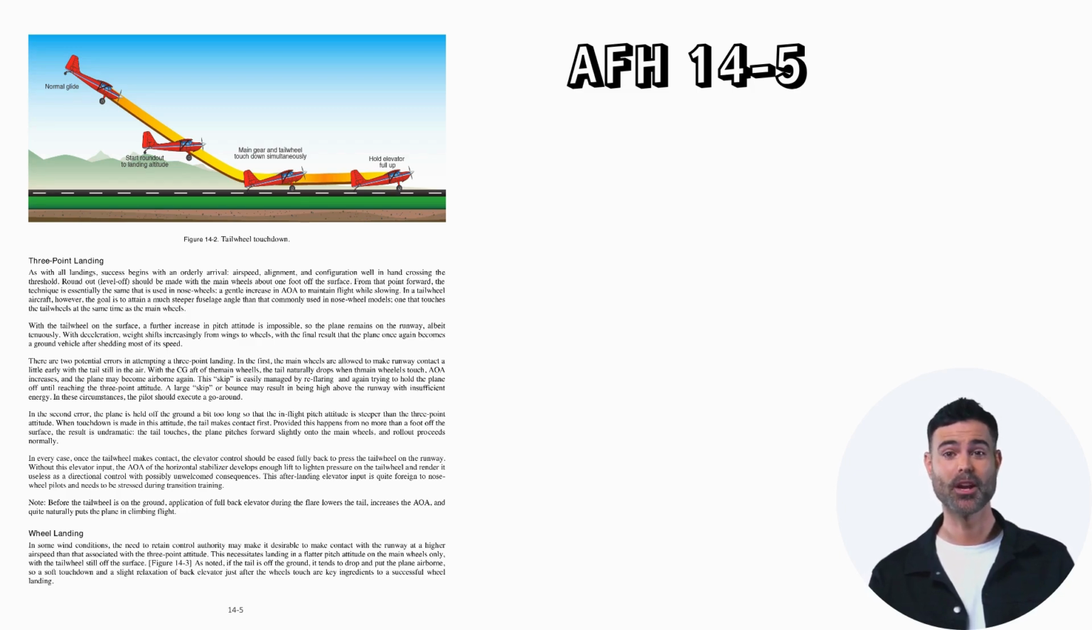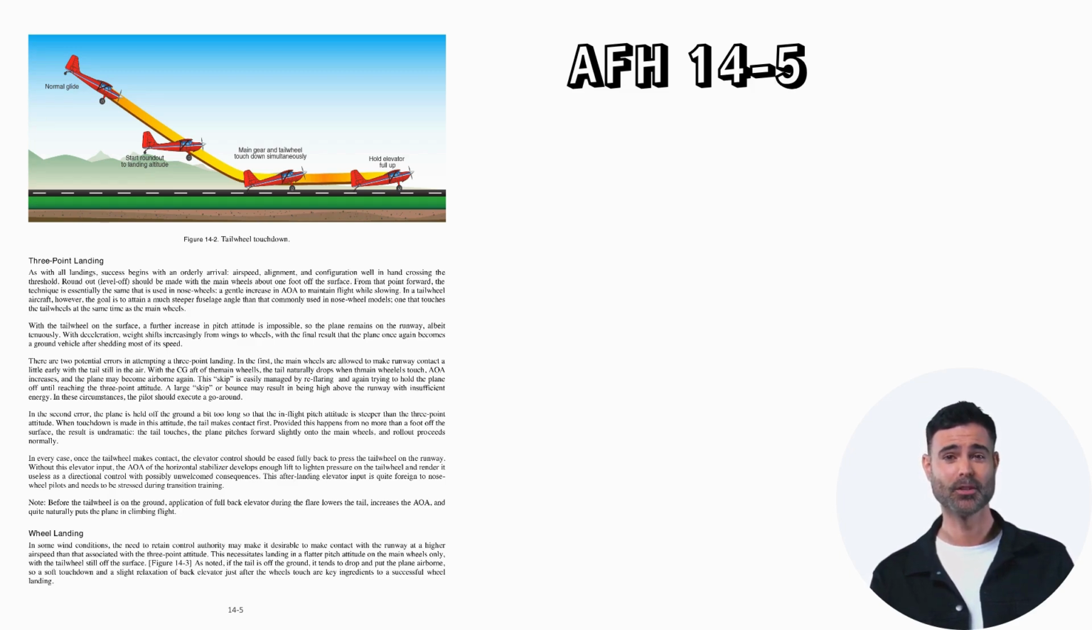There are two potential errors in attempting a three-point landing. In the first, the main wheels are allowed to make runway contact a little early, with the tail still in the air. With the CG aft of the main wheels, the tail naturally drops when the main wheels touch, AOA increases, and the plane may become airborne again. This skip is easily managed by reflaring and again trying to hold the plane off until reaching the three-point attitude. A large skip, or bounce, may result in being high above the runway with insufficient energy. In these circumstances, the pilot should execute a go-around.